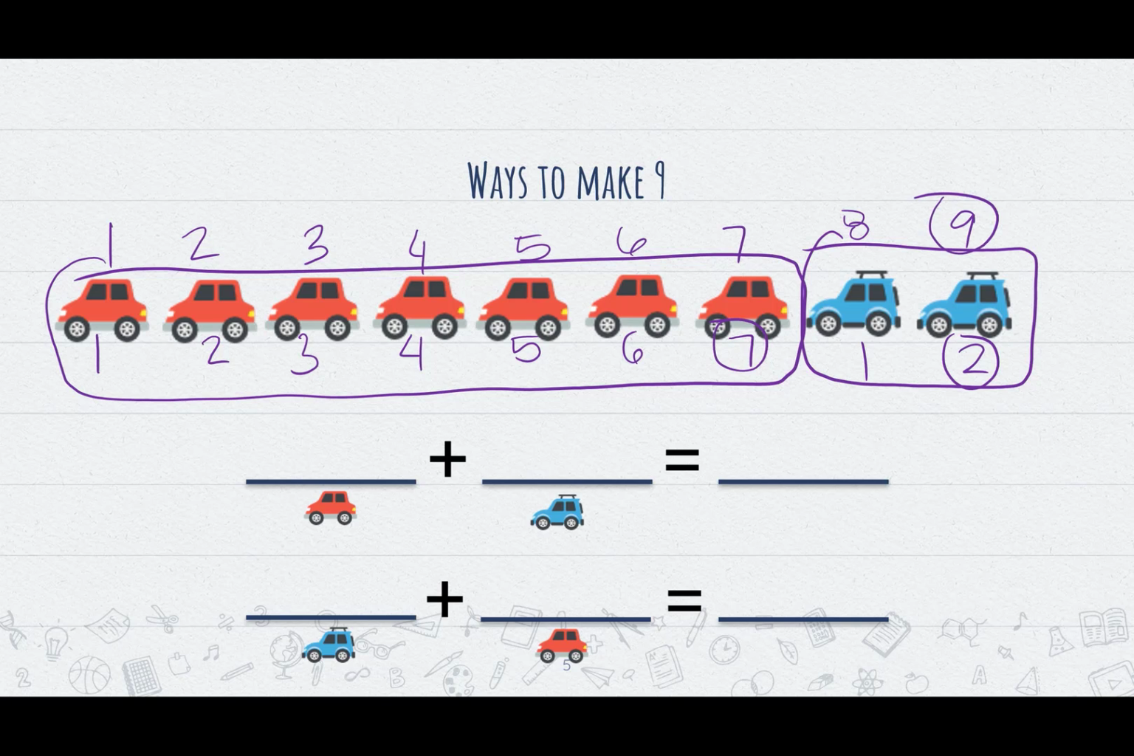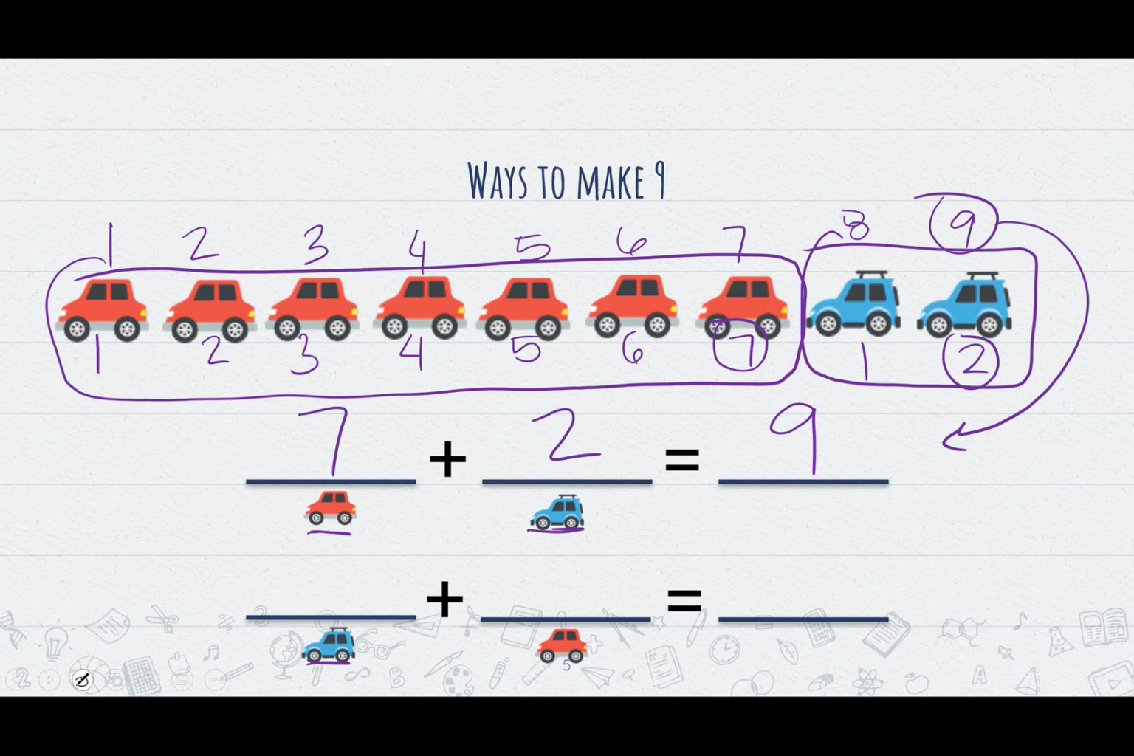And now I can write my addition sentences. So starting with our red cars, we would have 7. Plus our blue cars, we have 2. So 7 plus 2, and we know that is equal to 9. So 7 plus 2 equals 9.